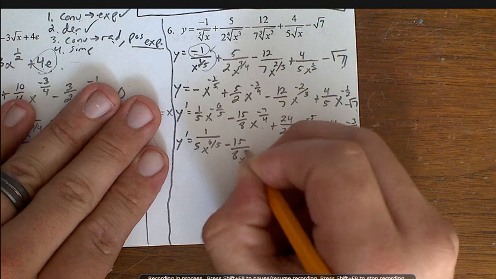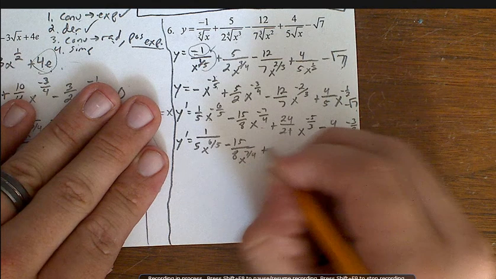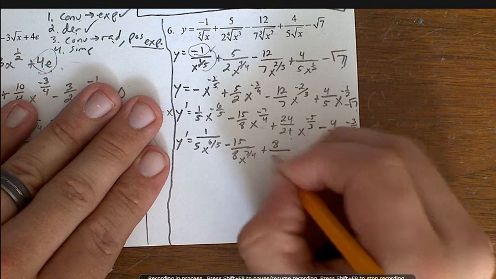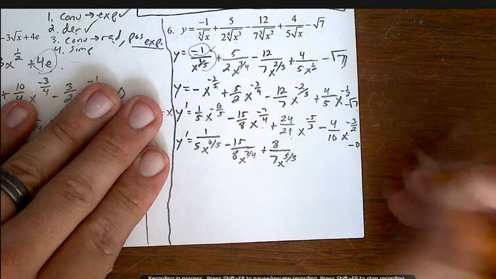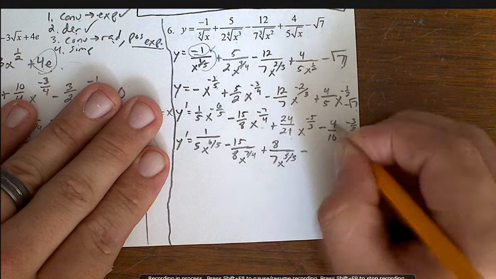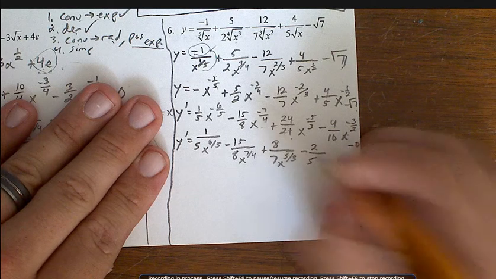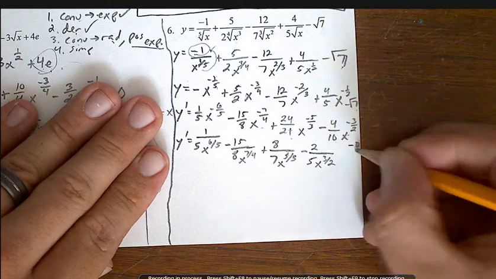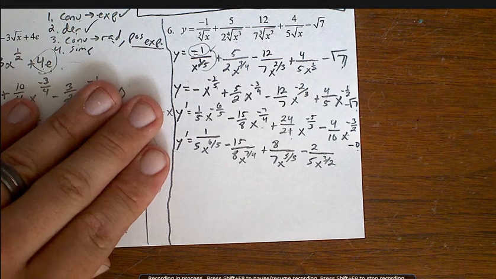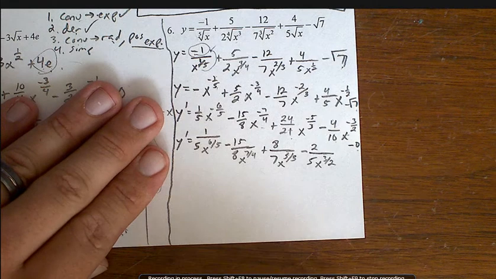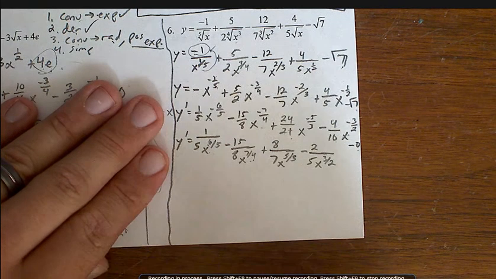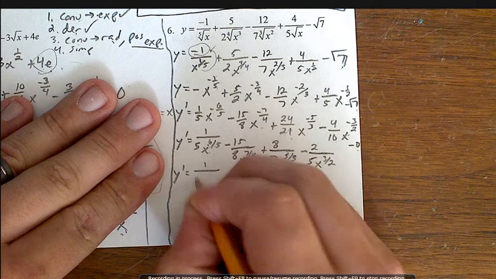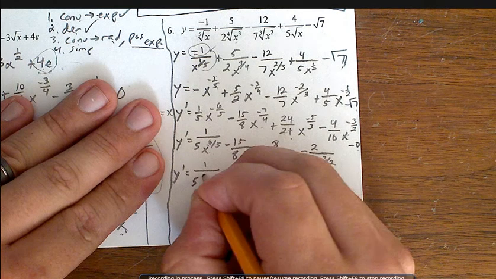So now I have fractions, and the exponents are positive. Now I'm going to make it back into radicals. So I have y prime equals 1 over 5, the 5th root of x to the 6th, minus 15 over 8, the 4th root of x to the 7th, plus 8/7, the cube root of x to the 5th, minus 2/5, square root of x cubed.